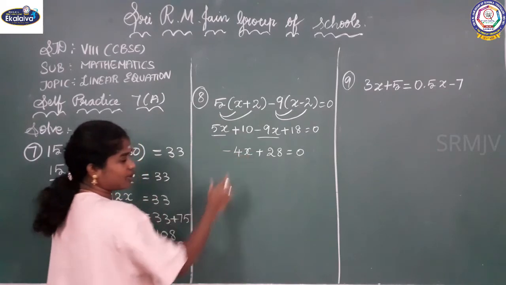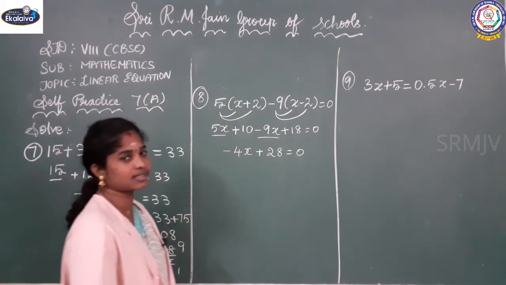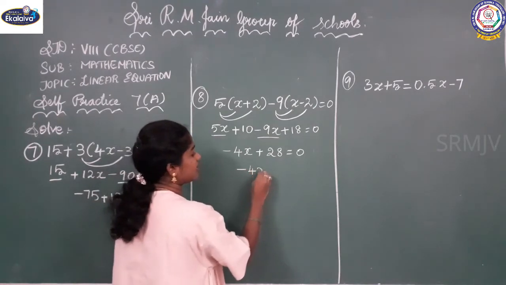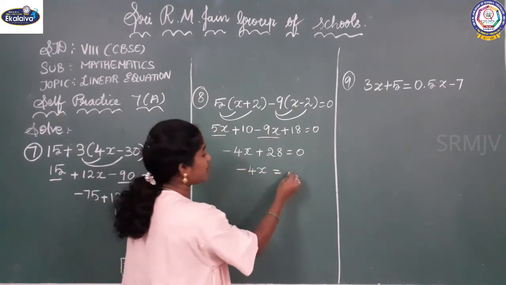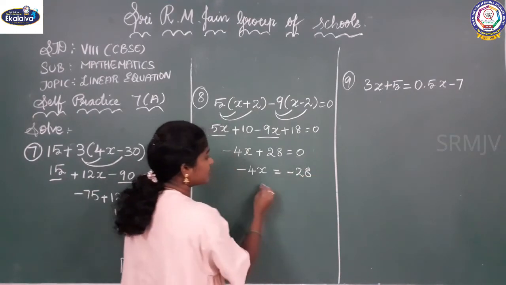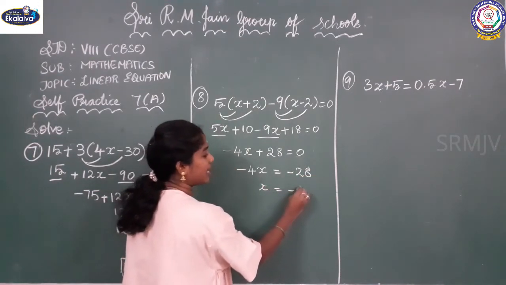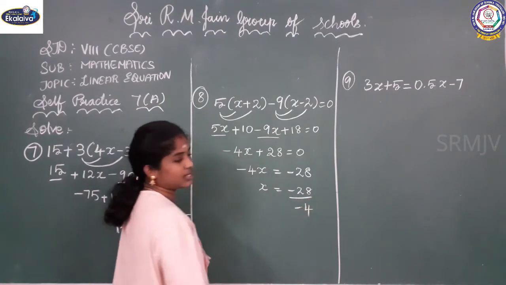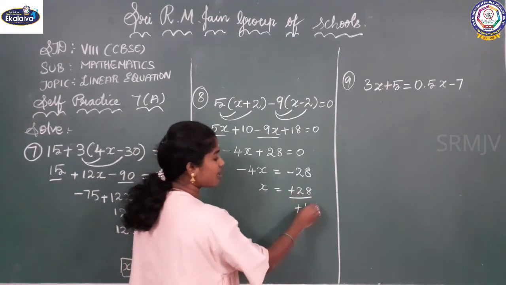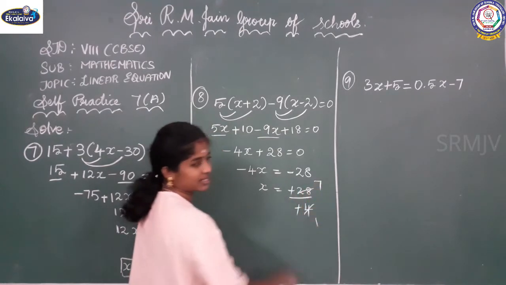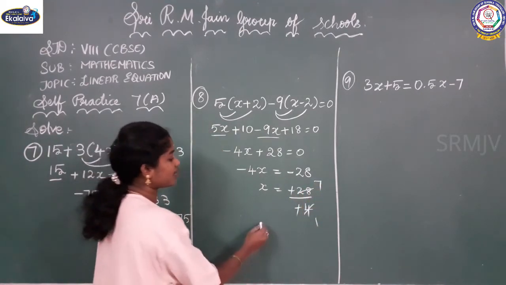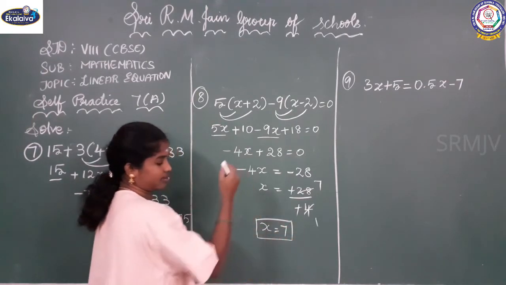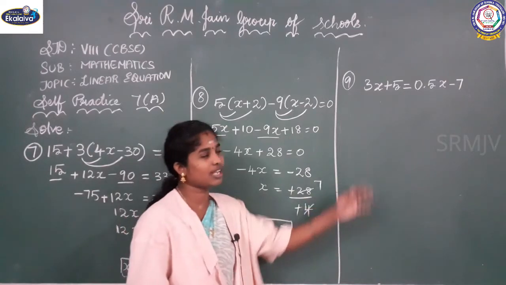We need to find the value of the variable x. So I am just keeping this here itself and taking the constant term to that side. So minus 4x is equal to plus 28 becomes minus 28. So x is equal to minus 28 by minus 4. So now I can cancel minus minus. 4 ones are 4, 4 sevens are 28. So what is the value of x here? We are getting the value of x is 7. Do you understand? Shall we go to the last sum?